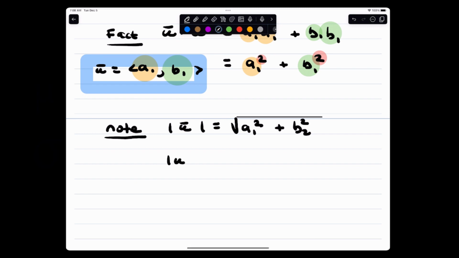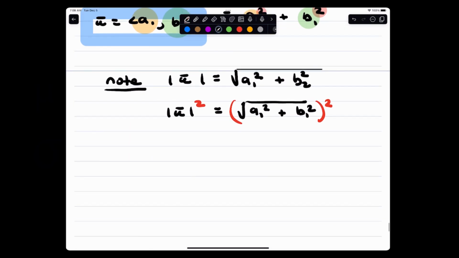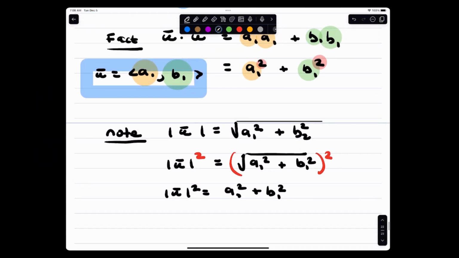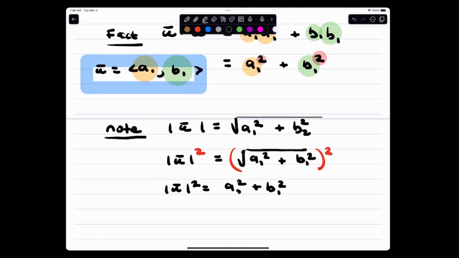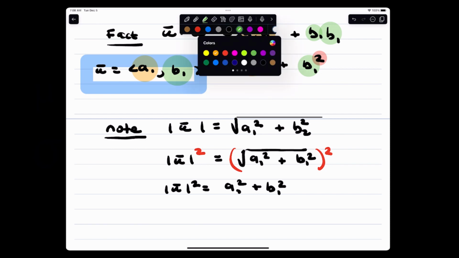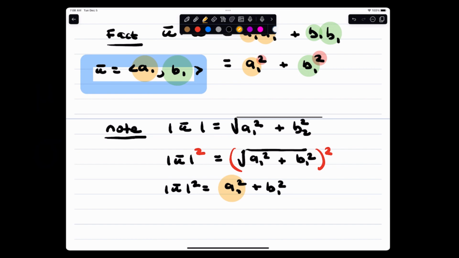And if I square this using a little bit of algebra, we get the length of u squared removes that what? It removes the parentheses. Okay? So let's use our logic. Let's remember this. This is exactly the same here. Here's a1 and here's b1 and here's the squared.